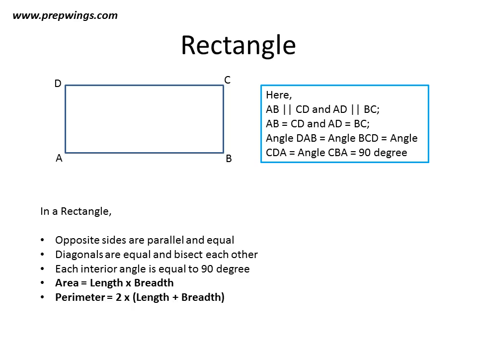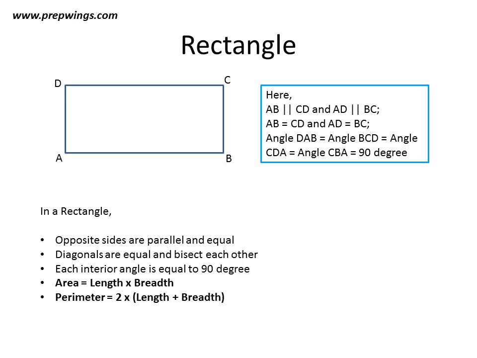But an additional point for rectangle in comparison to parallelogram is that each interior angle is equal to 90 degrees. So angle A equal to angle B equal to angle C equal to angle D, that is equal to 90 degrees in a rectangle. In a rectangle, the diagonals are equal. So AC is equal to BD, and they bisect each other.